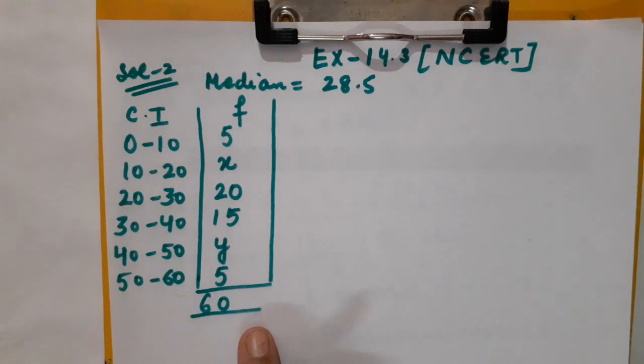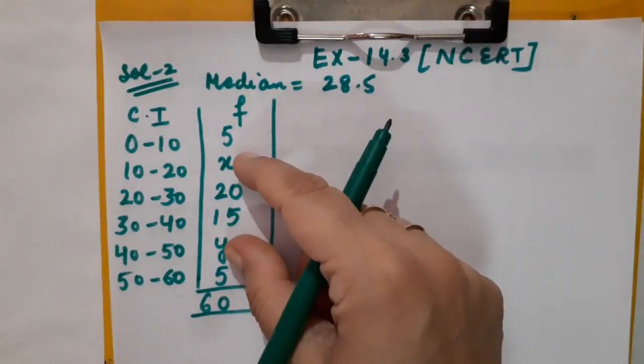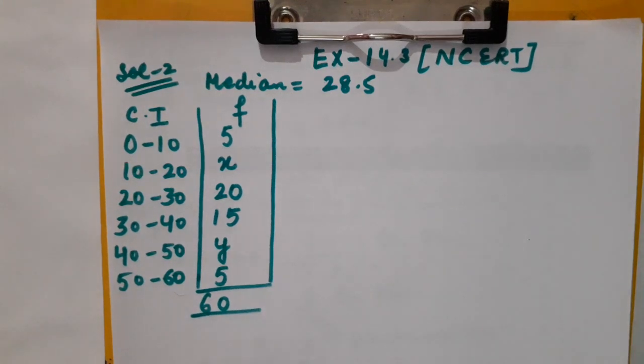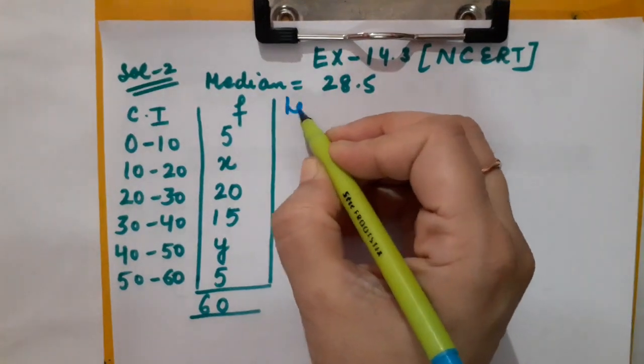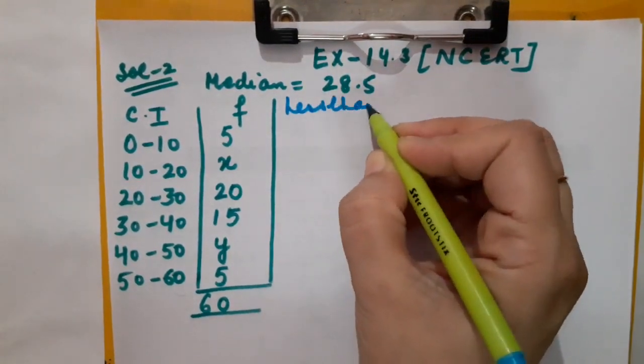Fine children. So we have the median given, and we are supposed to calculate the values of x and y. What is to be done for that? As you know, whenever we have a median, either to calculate it or given, we always make a cumulative frequency distribution table using the less than type. Correct? So let us make that table. This is less than type, you should specify.